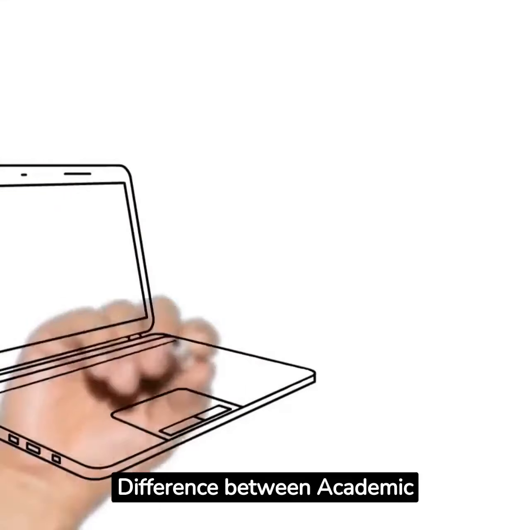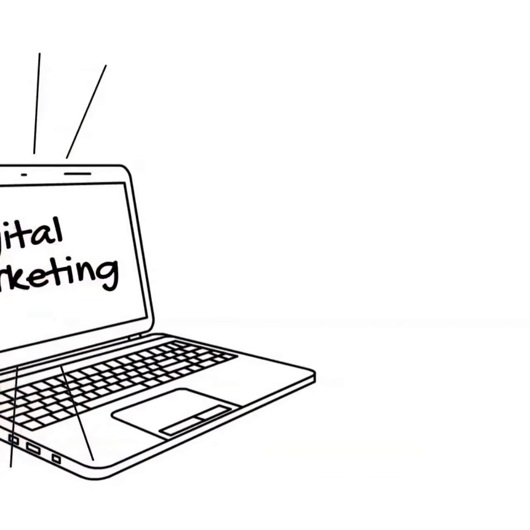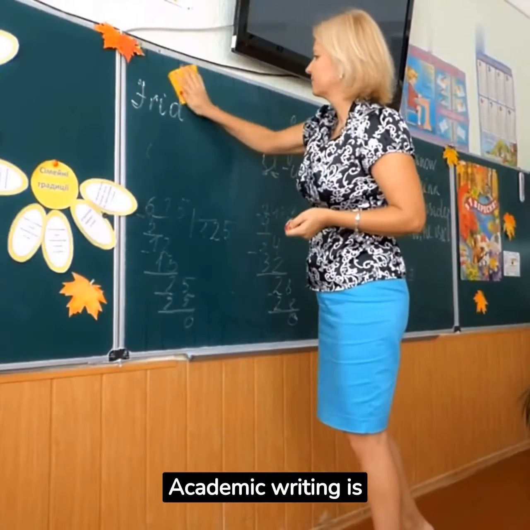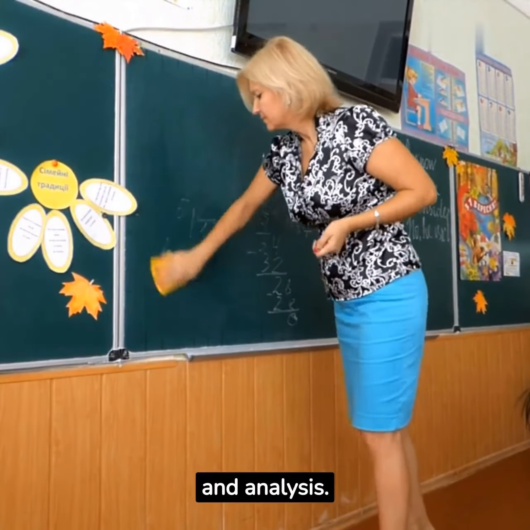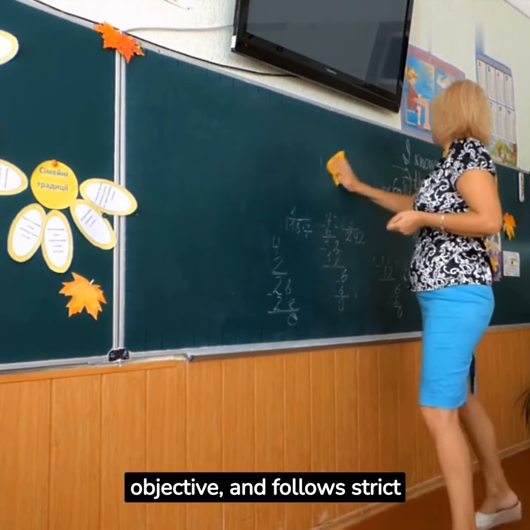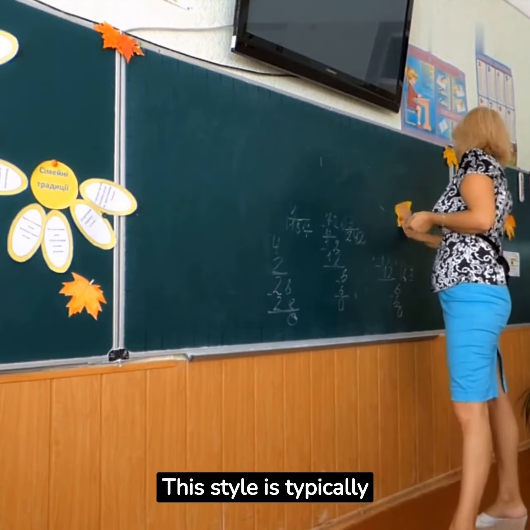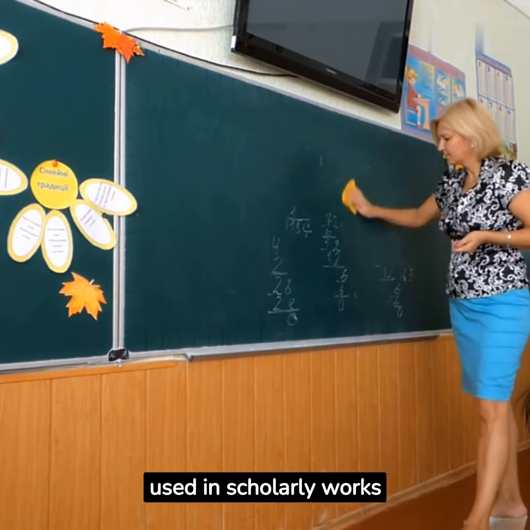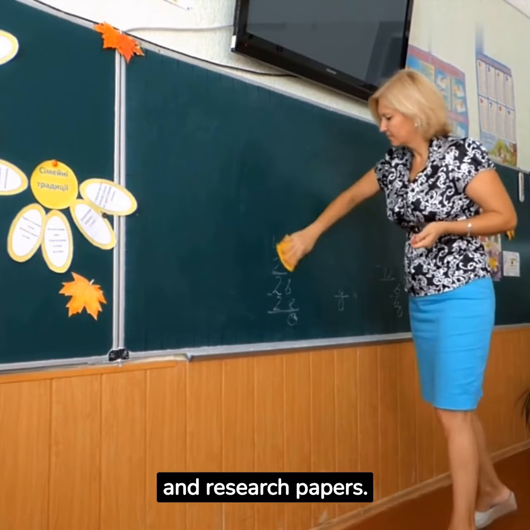Difference between academic writing and creative writing. Academic writing is all about facts, data, and analysis. It's structured, objective, and follows strict conventions. This style is typically used in scholarly works and research papers.